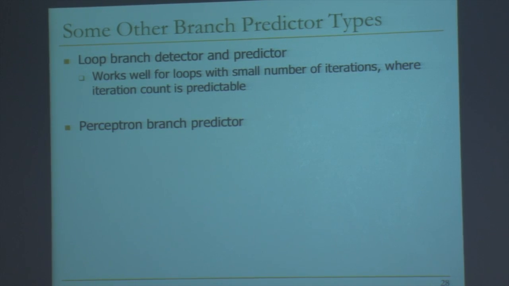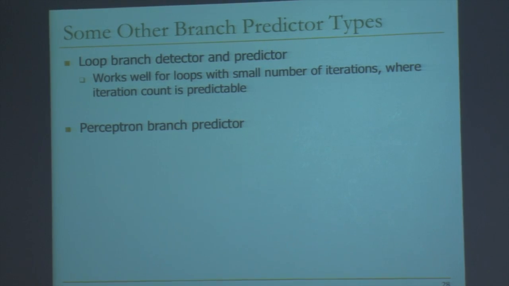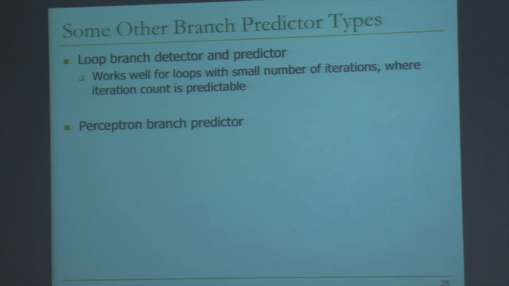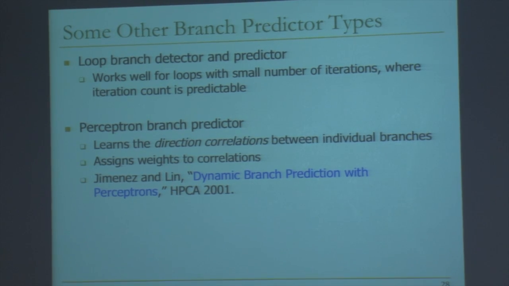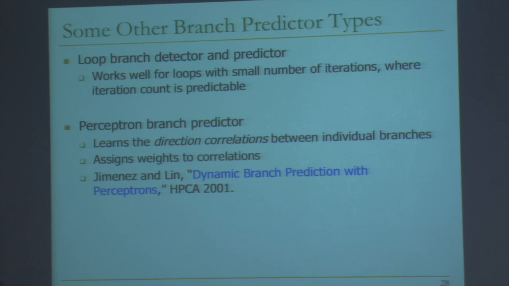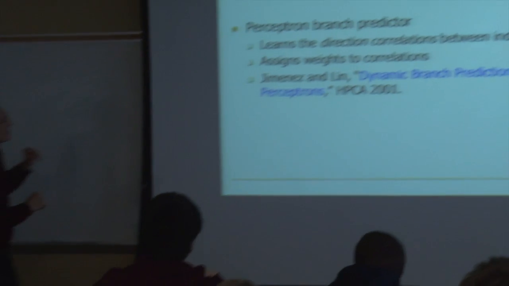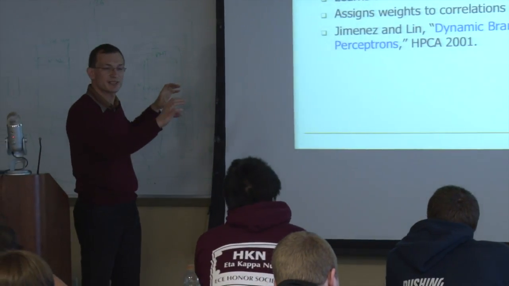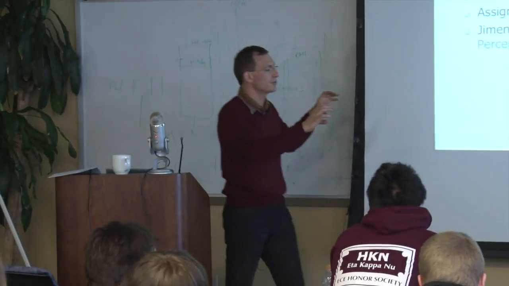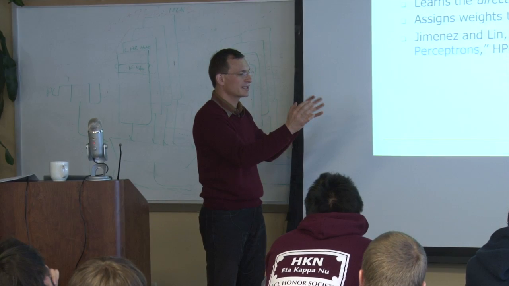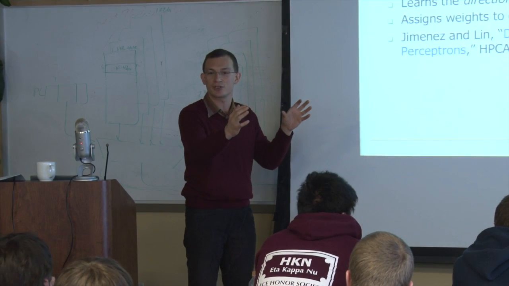People have proposed things using machine learning for branch prediction. Basically, one idea is the perceptron branch predictor. What we've seen over here in the global predictor is a global history register. What it's really trying to do is to correlate the outcomes of the last n branches with the outcome of the current branch.